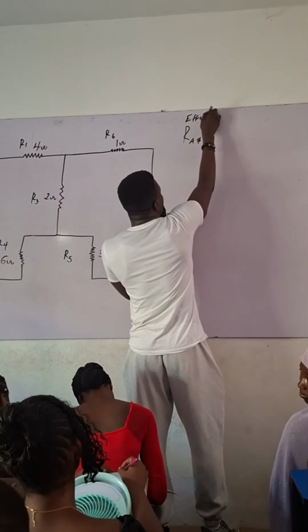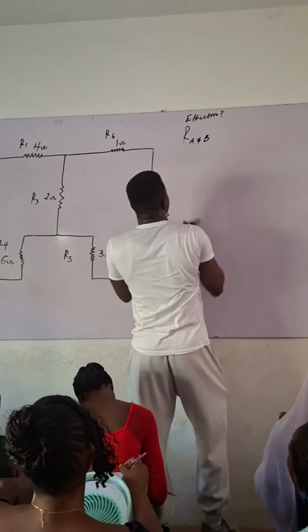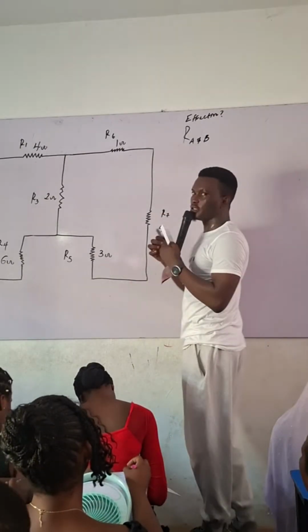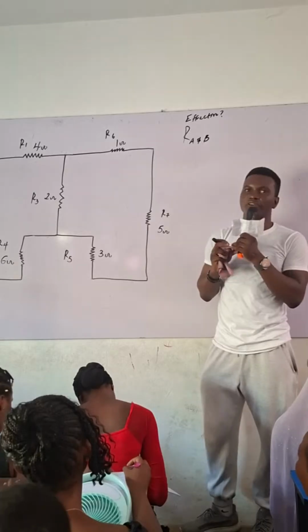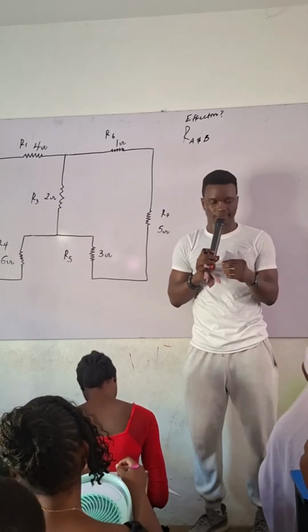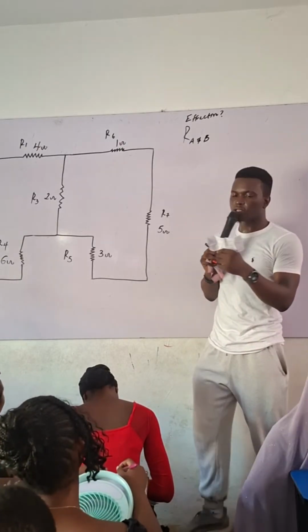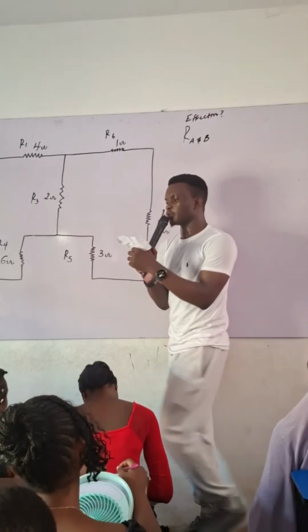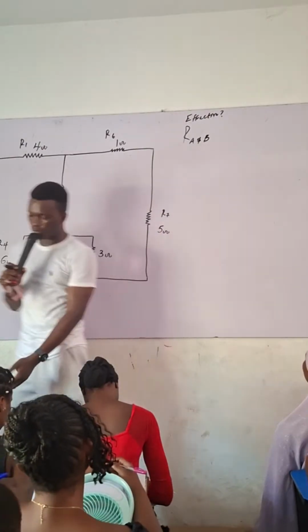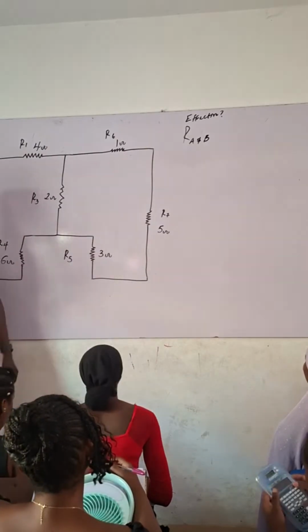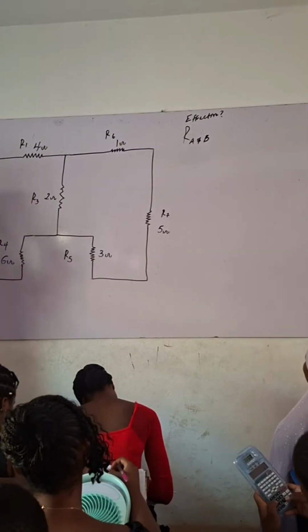So you have to get the effective resistance of this circuit. A resistor network is shown in the figure. What is the equivalent resistance between points A and B?